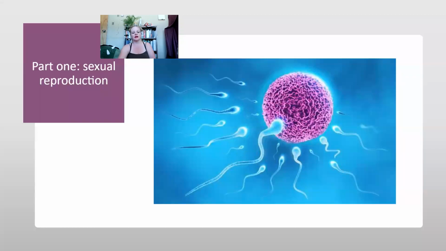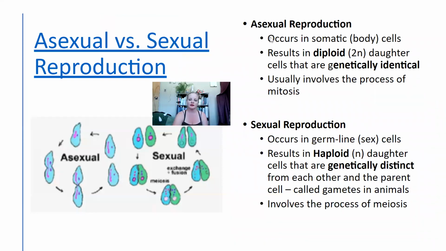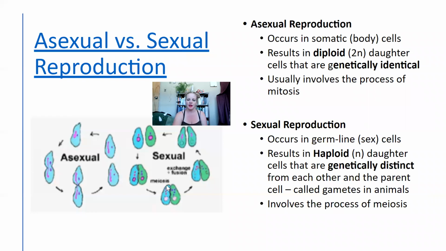Now let's talk about sexual reproduction. Again, a little bit of a review: asexual reproduction occurs in our somatic cells, or body cells. For most animals in their adult phase, like us, our multicellular state is diploid, so we have two copies of each chromosome in all of our cells. Through asexual reproduction, we get daughter cells that are genetically identical, and we do this through mitosis.